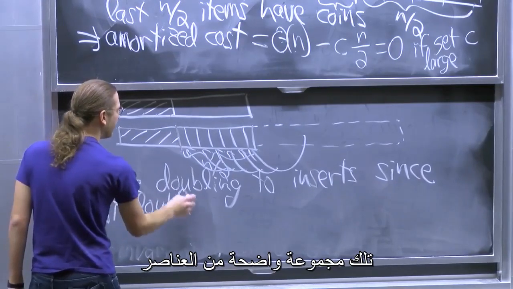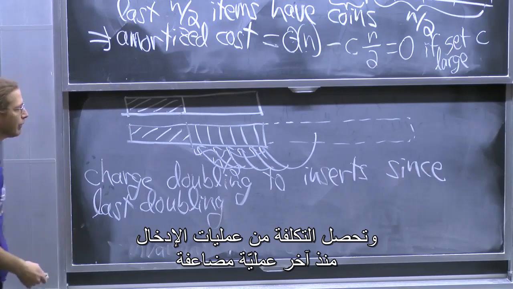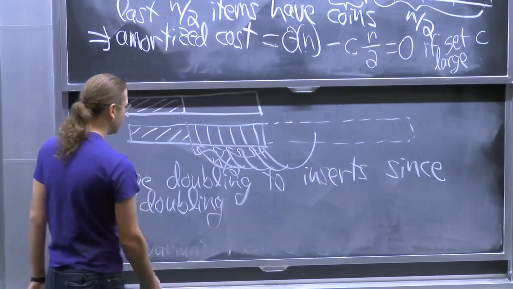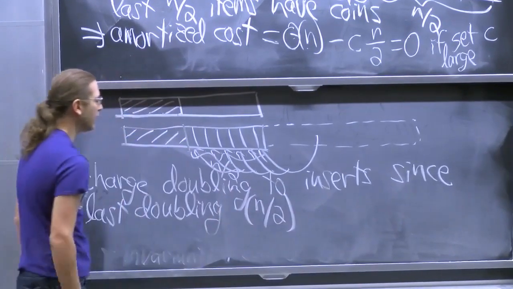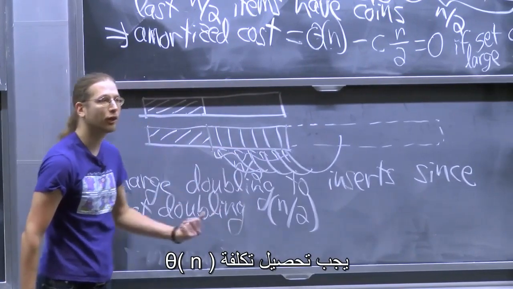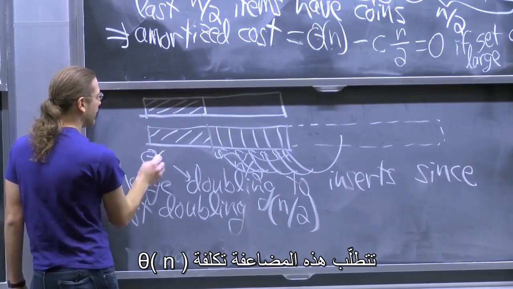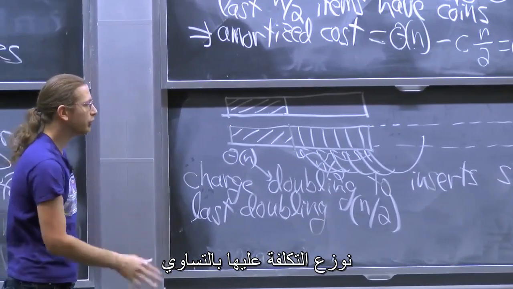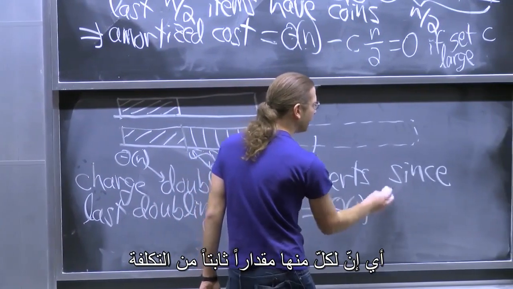That's a very clear set of items. Doublings happen, and then they don't happen for a while. Just all those insertions that happened since the last doubling, charge to them. And how many are there? Well, as we've argued, there are n over 2 of them. And in order to make this doubling free, I need to charge theta n. So this doubling costs theta n. But there's n over 2 things to charge to. I'm going to uniformly distribute my charge to them, which means I'm charging a constant amount to each.